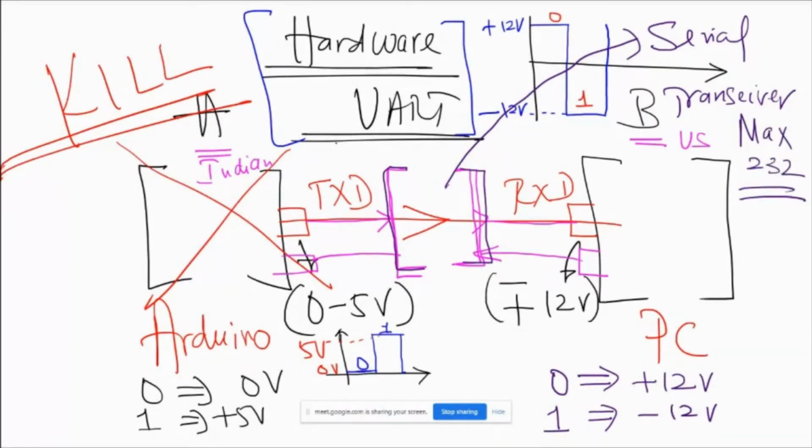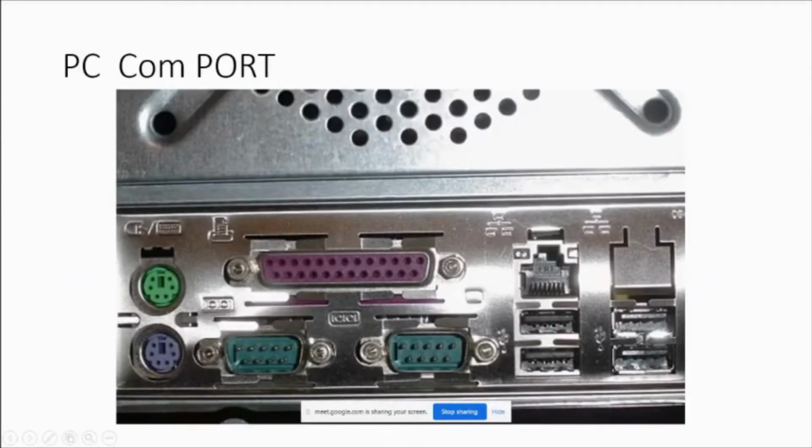The job of MAX232 is to take the 0 to 5 volt logic from the Arduino and convert it into the plus or minus 12 volt logic of your computer. Similarly, on this side, it takes plus or minus 12 volt logic and converts it to the 0 to 5 volt logic of your Arduino. Otherwise, if you directly connect them, the plus or minus 12 volt logic of your computer will harm your Arduino device. So where do I find that UART connection?